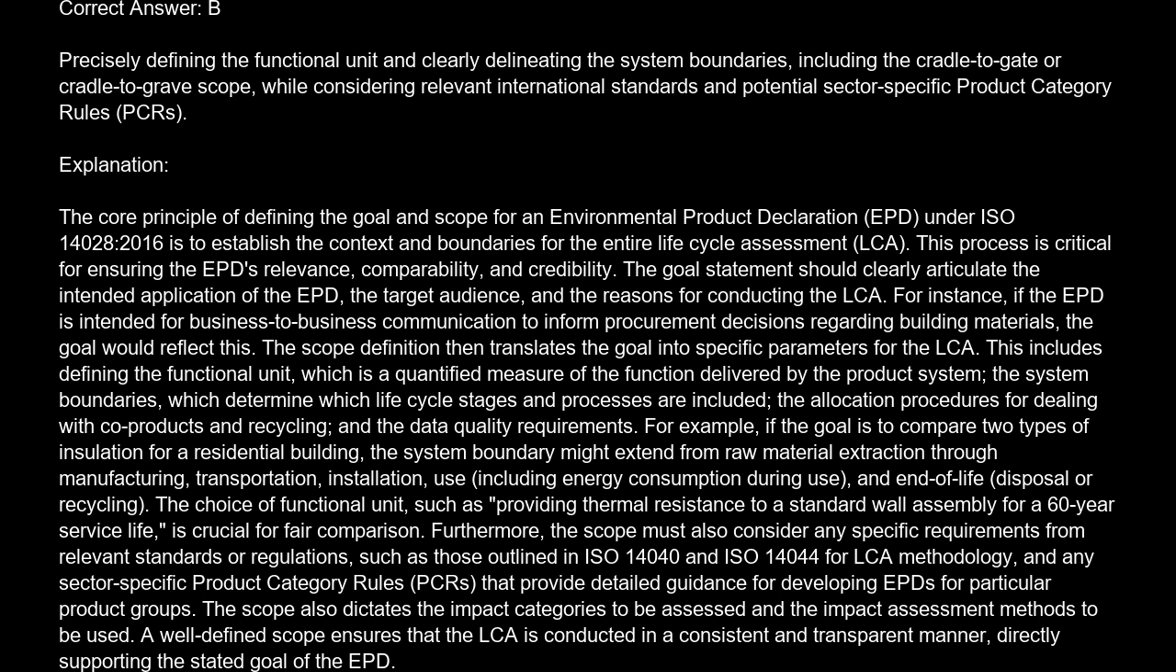For example, if the goal is to compare two types of insulation for a residential building, the system boundary might extend from raw material extraction through manufacturing, transportation, installation, use, including energy consumption during use, and end-of-life disposal or recycling. The choice of functional units, such as providing thermal resistance to a standard wall assembly for a 60-year service life, is crucial for fair comparison.